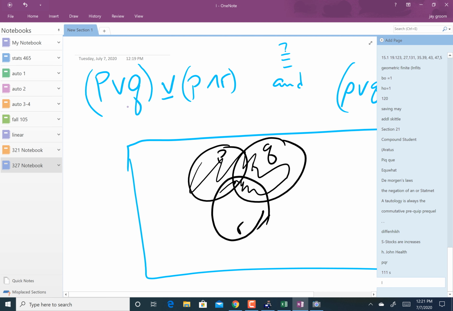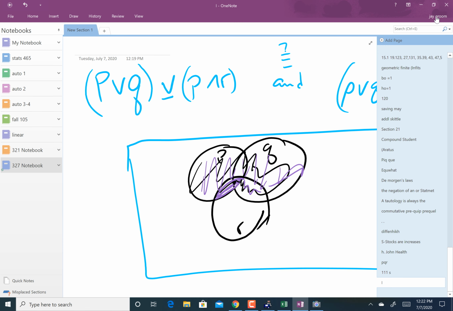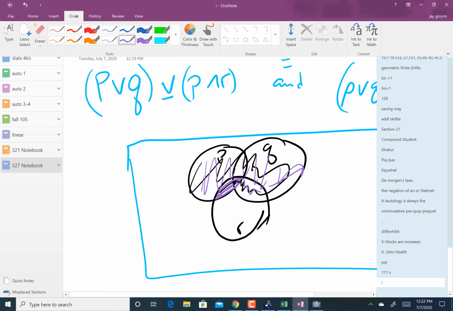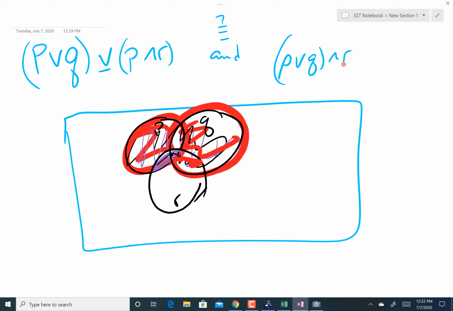Let's draw P and R. Well, P and R is this bit right here. Are you with me? So what I want to know is where do these guys overlap? Well, it's still all this stuff out into here. Okay? It's everything, including that bit right there. Now, let's look at this. So we've got P or Q. P is this, Q is this, the or is all of this, including that down there, and then where does it intersect with R?